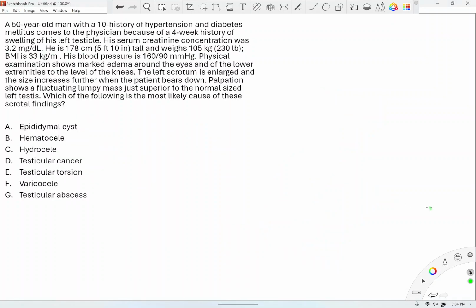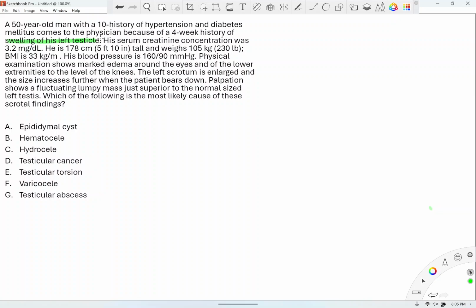Okay, so the next question is: a 50-year-old man with a 10-year history of hypertension and diabetes comes to the physician because of a 4-week history of swelling of his left testicle. Excuse me. So there's a swelling of his left testicle. Remember, this section is about the male reproductive system, so andrology. So all the questions are going to be related to that.